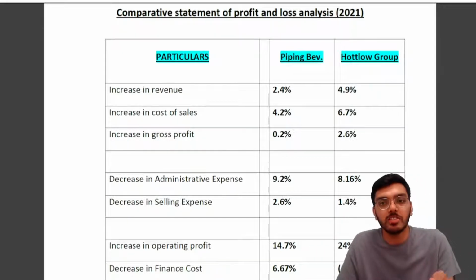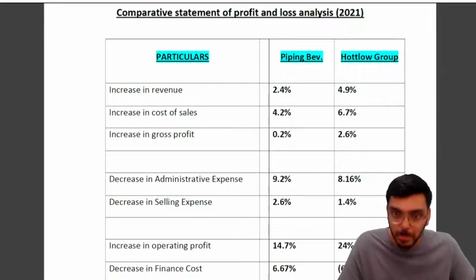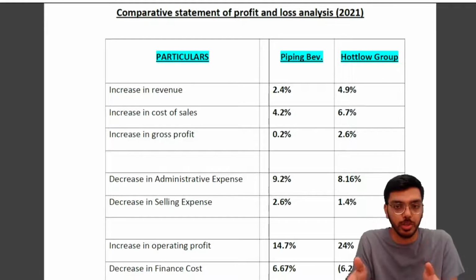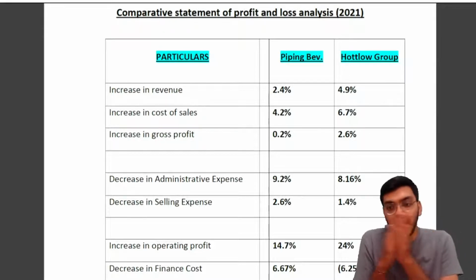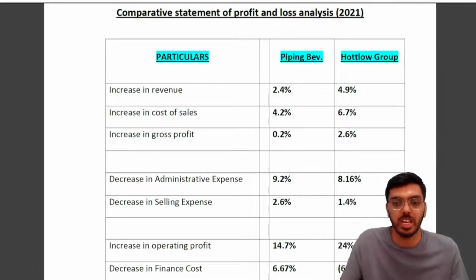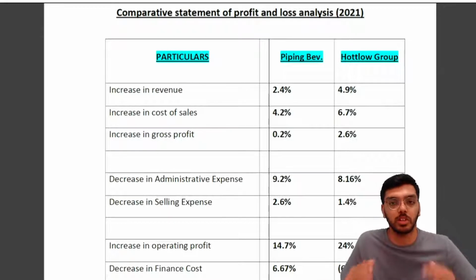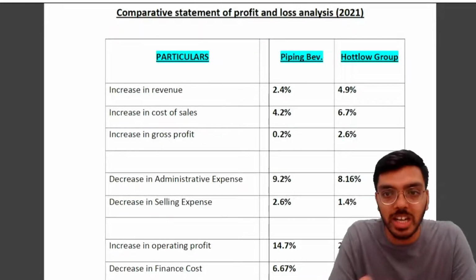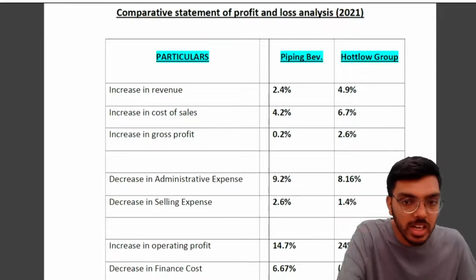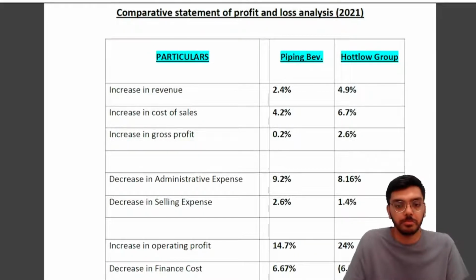We have done this so that the important numbers from the profit or loss are put over here for Piping and for Hotlo for the 2021 year. And same way, the comparative consolidated statement of financial position for 2021 is also presented after this. So we'll go to the comparative numbers side by side, clearly telling us where each company stands in this year.